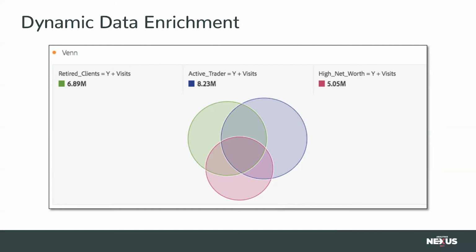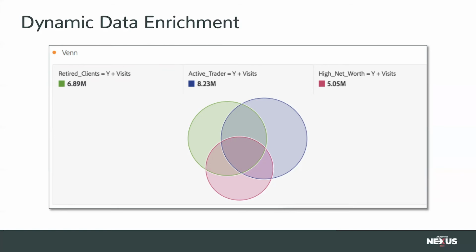So what we did is we used dynamic data enrichment to get the current retirement status, the current active trader status, and the current high net worth status at the time they were on the website right now, and then dynamically insert that in, and then all of their data was good, and then they can build cool reports like this and look at overlaps and build segments.